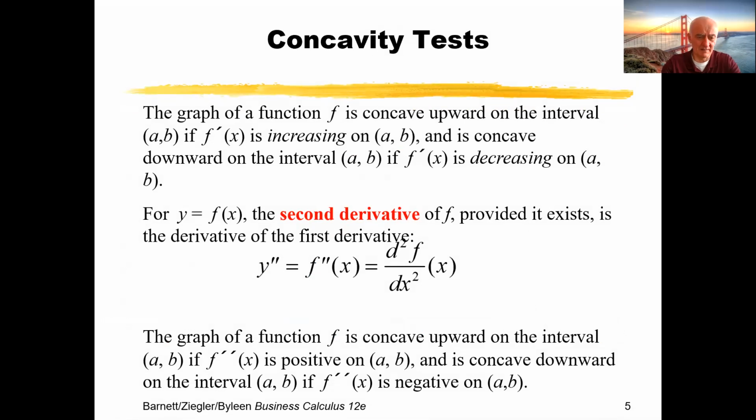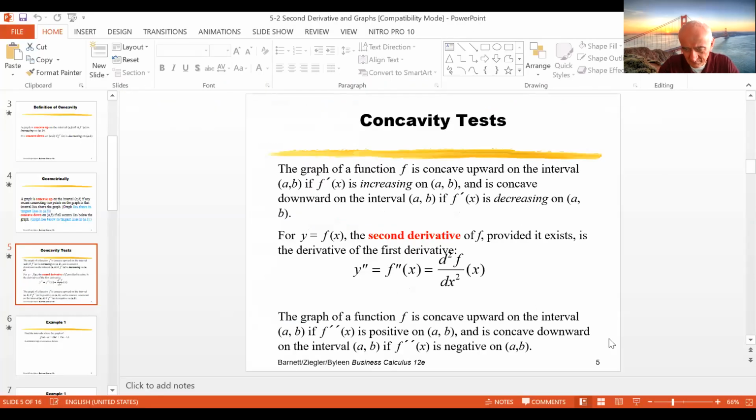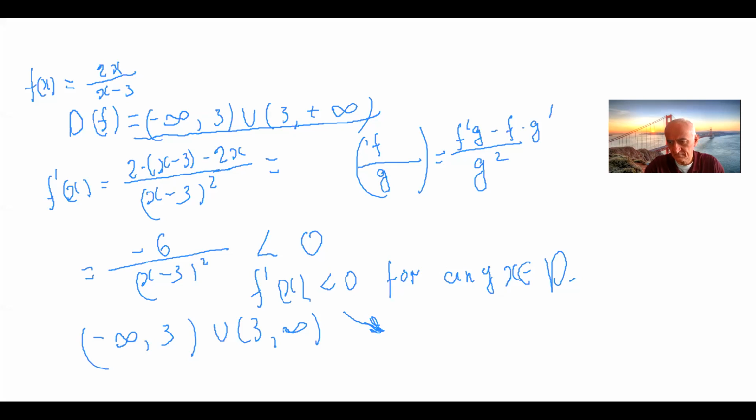So what does it mean? For one minute, I will share my board and I will sketch it. So, what is concave up? For example, this is a coordinate system and this is the graph of a function. It's concave up or concave down.